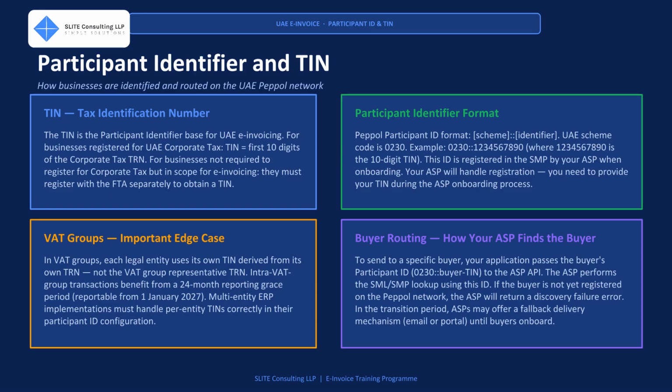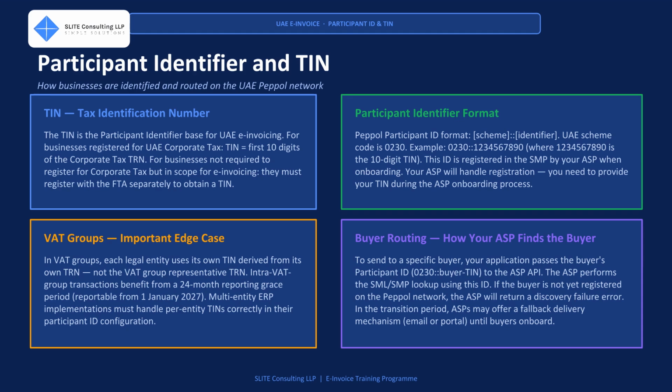The UAE scheme code is 0230. So a participant ID looks like 0230, then the 10-digit TIN. Your ASP registers your ID in the SMP at onboarding. An important edge case. In VAT groups, every legal entity uses its own TIN, not the group representative's. Intragroup transactions get a 24-month reporting grace period from January 1st, 2027. To send to a buyer, your application passes their 0230 ID to your ASP API. If they're not yet on the network, you'll see a discovery failure, common in the early phases.